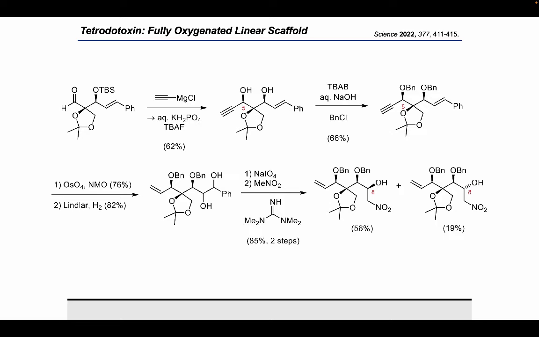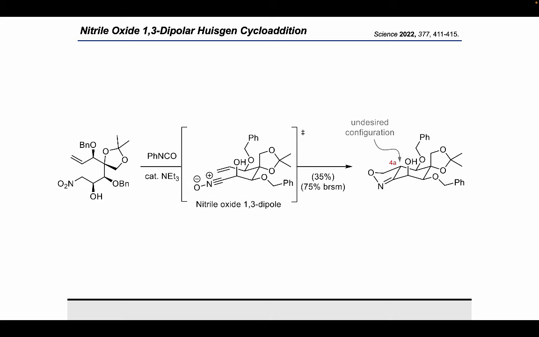In contrast to the Grignard addition, a Henry reaction with tetramethylguanidine at low temperature proceeds with the opposite diastereoselectivity and gives the desired C8 configuration as the major product with a 3 to 1 dr. With this compound in hand, we could finally perform the key 1,3-dipolar cycloaddition to give the fully oxygenated cyclohexane core of tetrodotoxin.